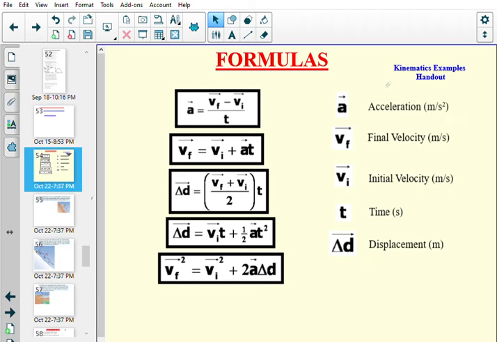Welcome to an introduction to acceleration, the acceleration formulas, and how we're going to solve a number of problems. So we have some example problems we're going to work out. What you see on the screen in front of you is 5 of the commonly used acceleration formulas.